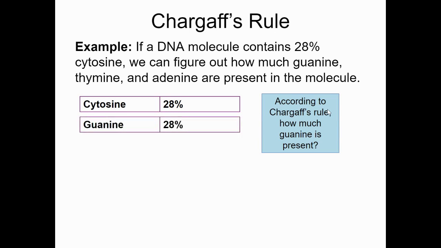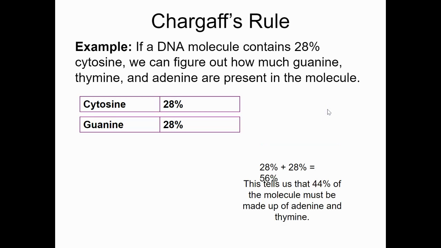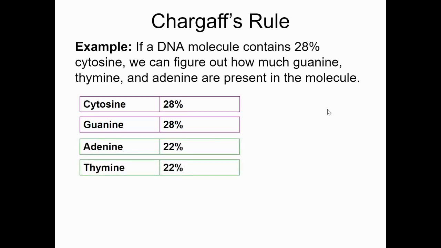Well, we know that cytosine always bonds with guanine, and there's a 1-to-1 ratio, so there's most likely going to be about 28% guanine. But how much of the DNA have we accounted so far, right? 28 plus 28 is going to give us about 56% of the molecule. And so this tells us that 44% of the molecule must be made up of adenine and thymine. And if you can recall their base pairing rule, we know adenine and thymine go together. And so if we took that 44% and divided it by 2, that should give us 22% for each.